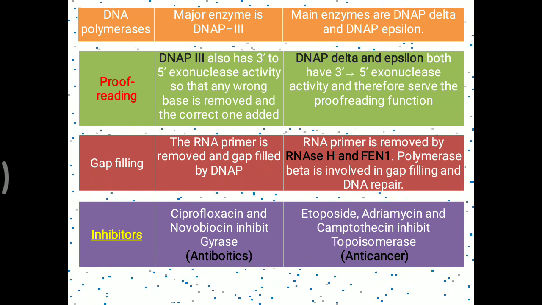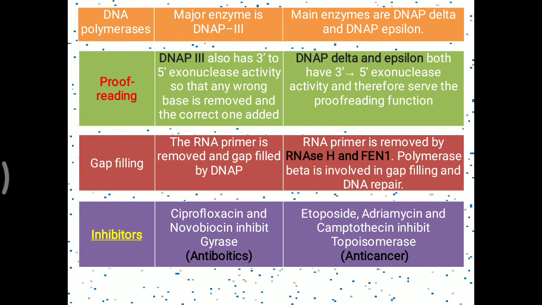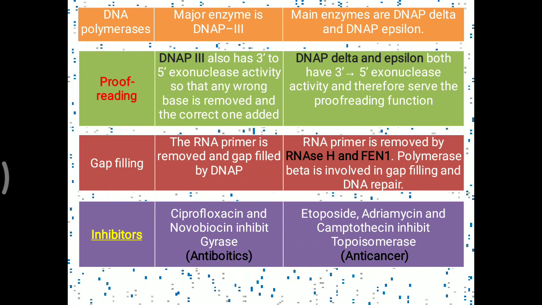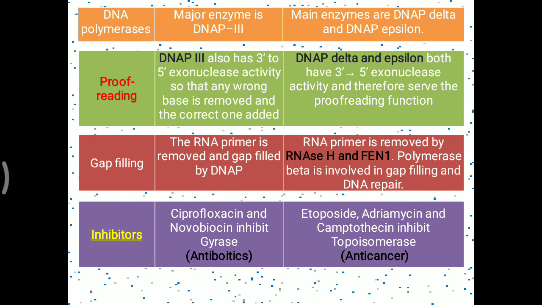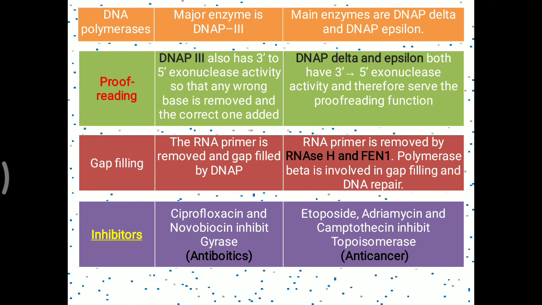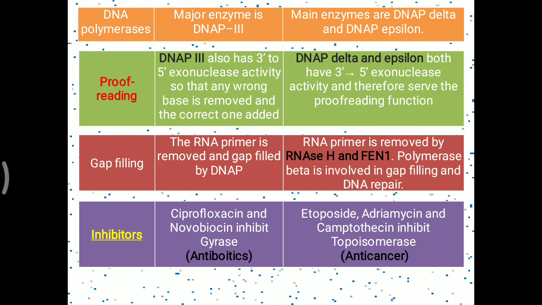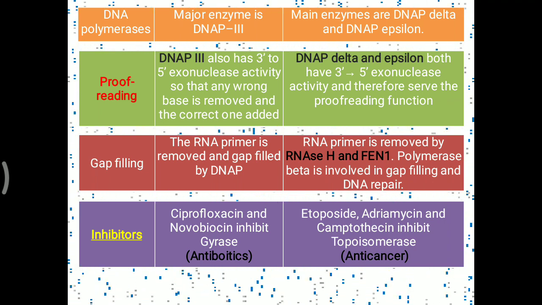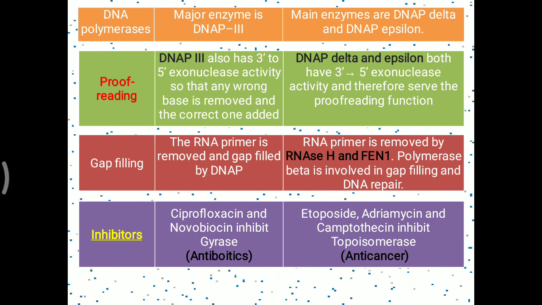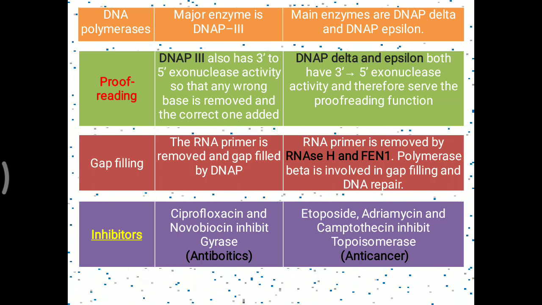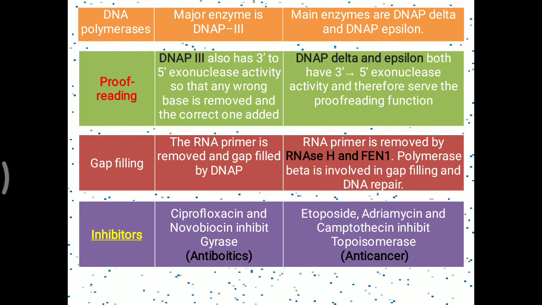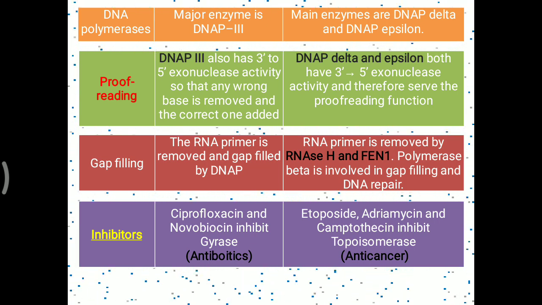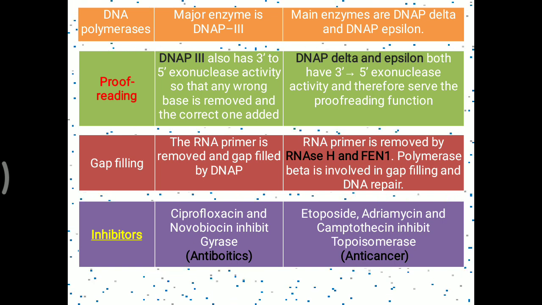Further, inhibitors. What are the inhibitors of prokaryotic DNA replication? They can work as antibiotics. Examples are ciprofloxacin and novobiocin. They inhibit gyrase, which does the same as topoisomerase activity. Now, what are the inhibitors of eukaryotic replication? Like etoposide, adriamycin and camptothecin, which inhibit topoisomerase in the eukaryotic and work as anti-cancer drugs.